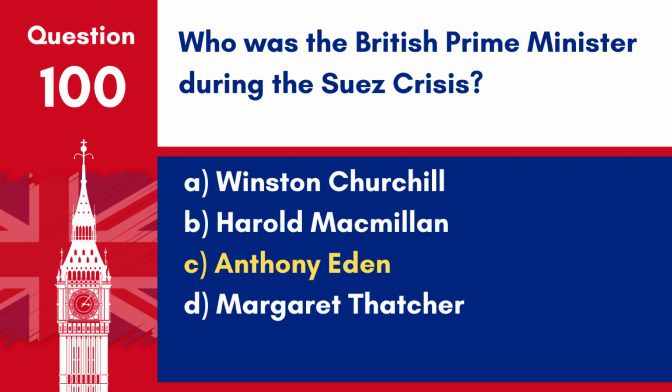Answer: C. Anthony Eden. Anthony Eden was the British Prime Minister during the Suez Crisis in 1956, which was a pivotal moment in post-war British foreign policy.